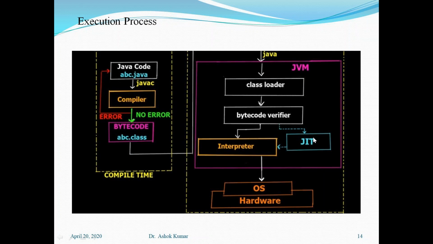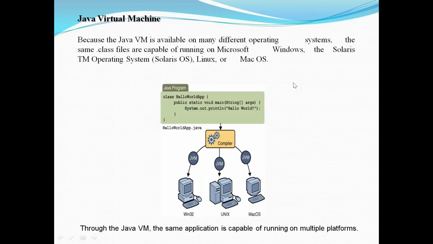And then there is another module, the just-in-time compiler. JIT stands for just-in-time compiler. In the coming slides, I will explain it in more detail. What is the purpose of the JIT, the just-in-time compiler? The next slide is about this. What is the benefit of this JVM?